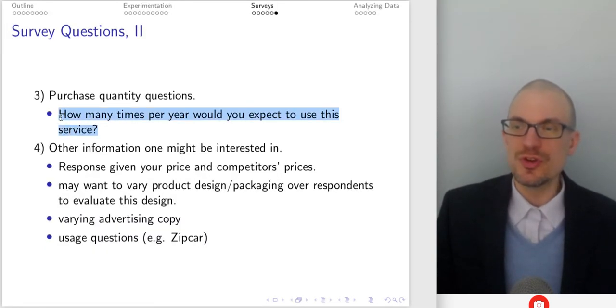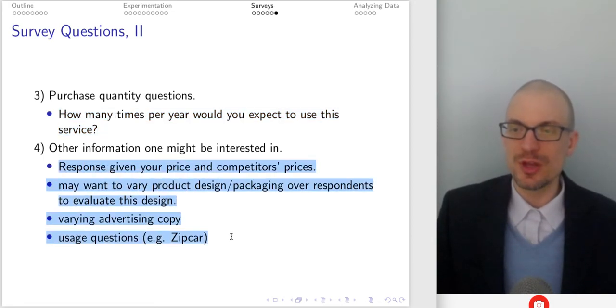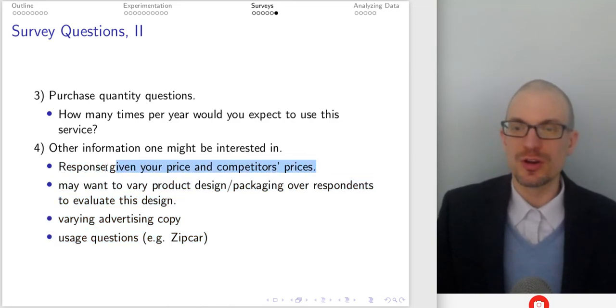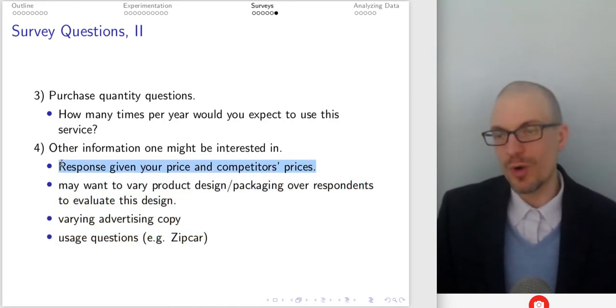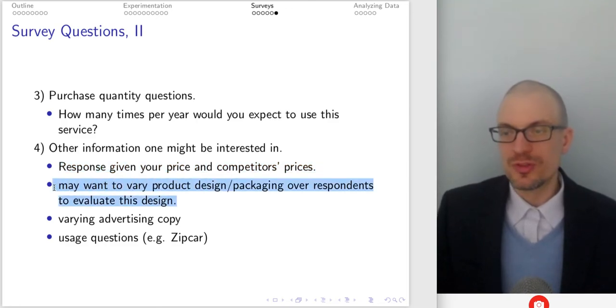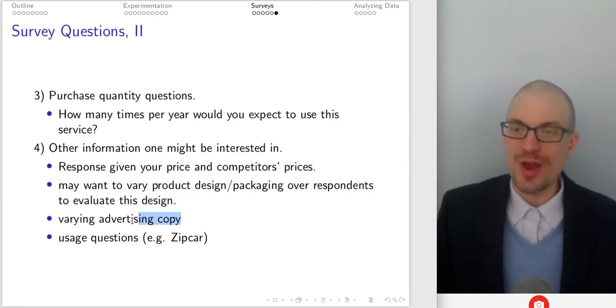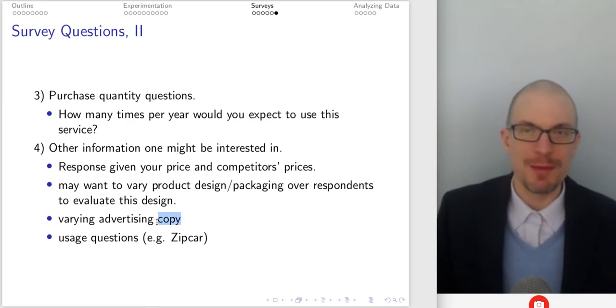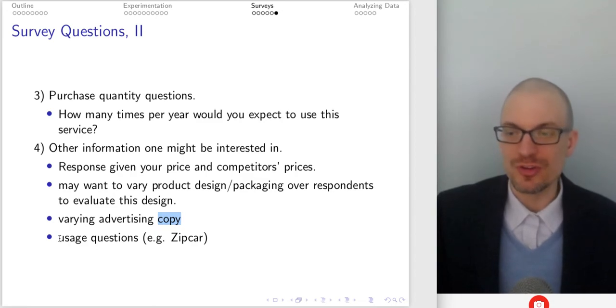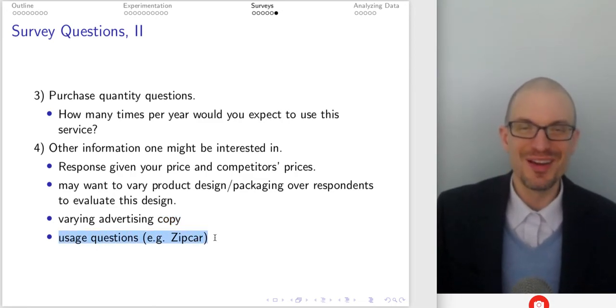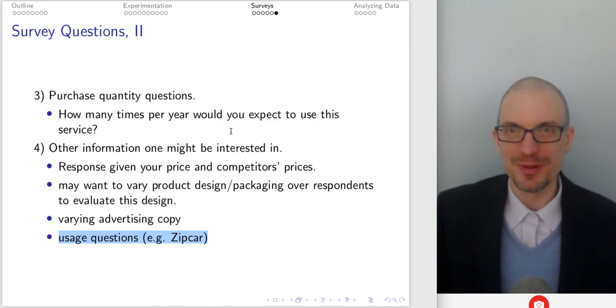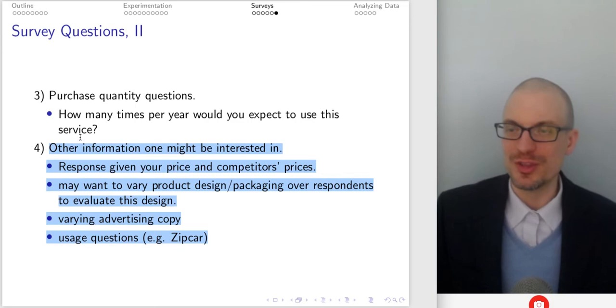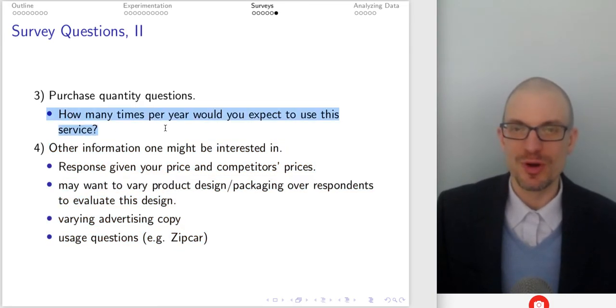Another thing you can do is you can ask about intensity. How often would you use this service? And you can ask a variety of other things you'd be interested in. So you could think about varying your competitor's price. If their price is X, ours is Y, which will you buy? You could think about varying your product design. You could think about your advertising copy, which is the literal verbiage that you're using in the advertisement. Usage questions are really important, such as for Zipcar. You want to know, am I putting this product in an area where people are going to use it and use it enough so that we're not leaving this capital idle? But you definitely want usage questions and purchase quantity type questions.